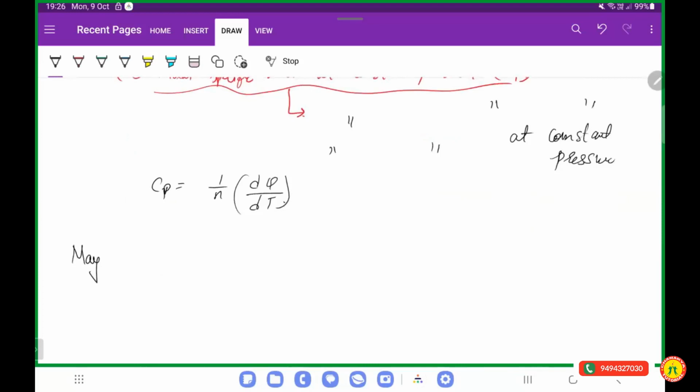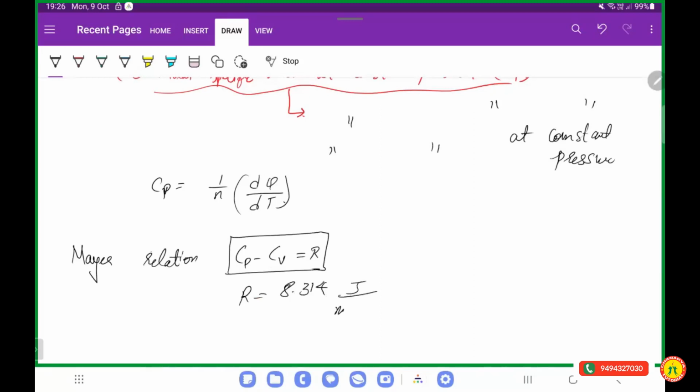Mayer's relation: Cp minus Cv equals R. And R value is 8.314 joules per mole Kelvin.